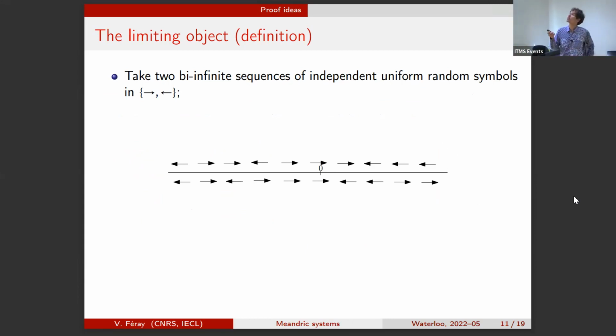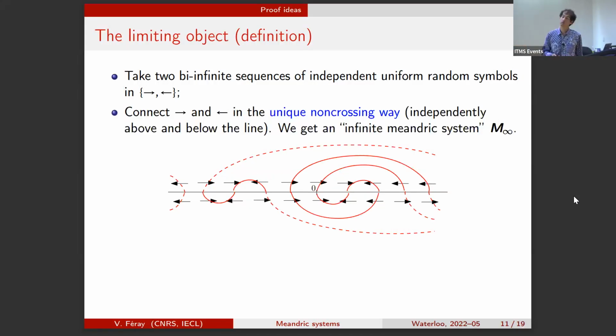It looks like that. You start with 2 bi-infinite sequences. So instead of drawing a path, here I draw arrows. A right arrow is just an up step, and a left arrow is just a down step, but it's more natural with arrows for what I want to say. You have 1 symbol in each position, 1 below and 1 above the line, and all these symbols are independent, with probability 1/2 for each choice. And now from that, what you do is connect left to right arrows. And it's very easy to see that you can only connect them in a unique non-crossing way.